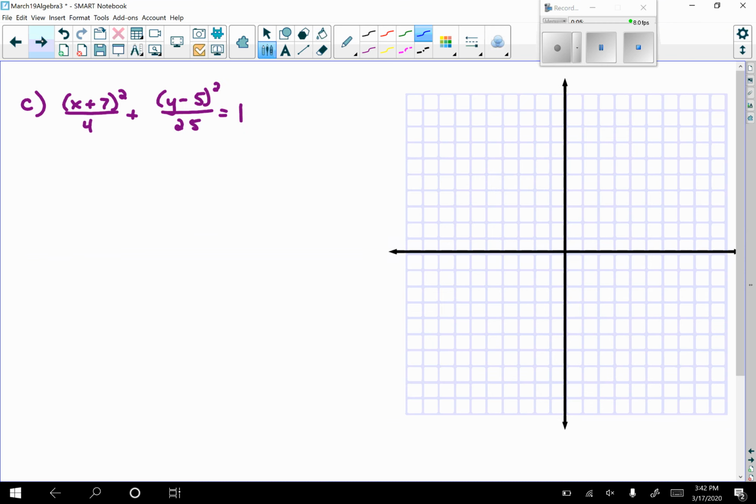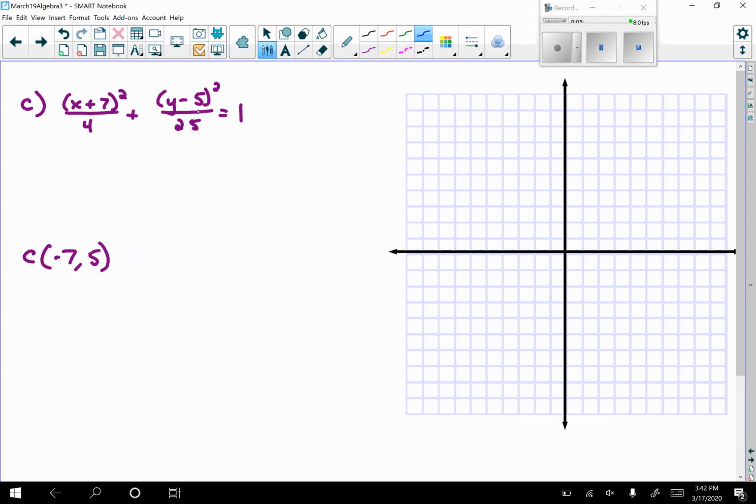All right, C and D are both very similar because now our centers are no longer at the origin. If you notice, we have numbers inside with the quantity here. So again, like a circle, we take the opposite. So our H is going to be negative 7, and our K is going to be a positive 5. So we have a center at negative 7, 5.